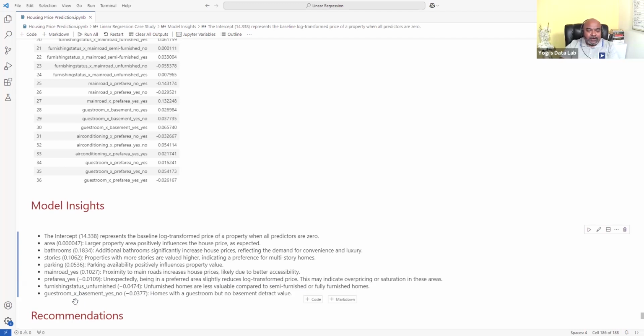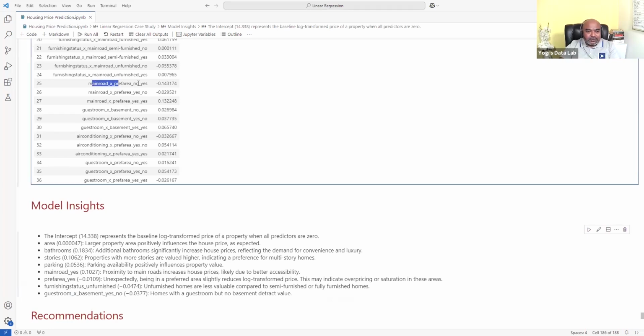Guest room and basement, yes and no. This is an interaction variable we created. You see, the feature turned out to be important now. A couple of other features also, you see, these are all features that we created, right? They have also become important. So this is the importance of feature engineering. Now coming back here, guest room and basement, yes, no, means the guest room is a yes and basement is a no. It is minus 0.0377, which means homes with a guest room but no basement detract value.